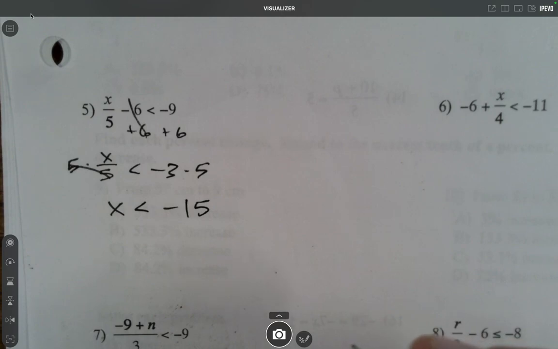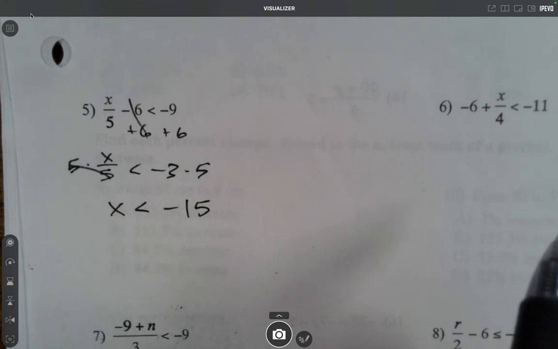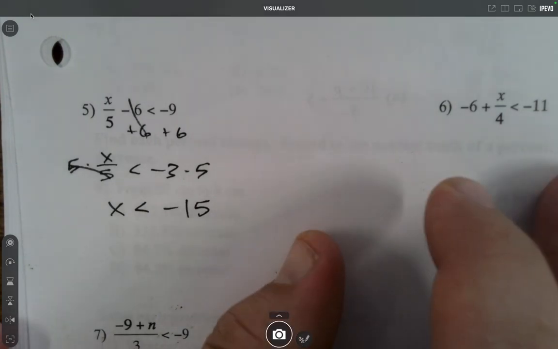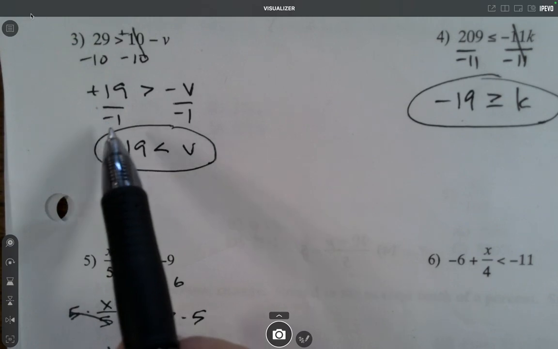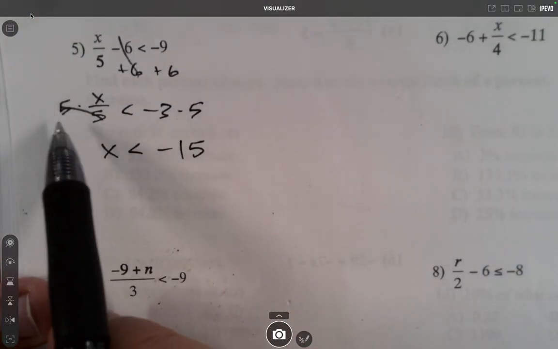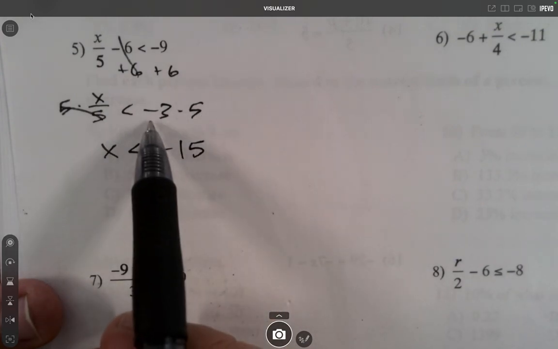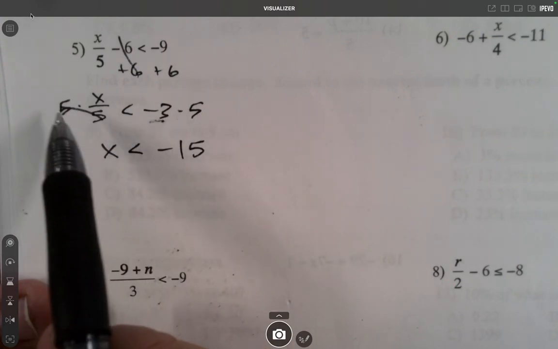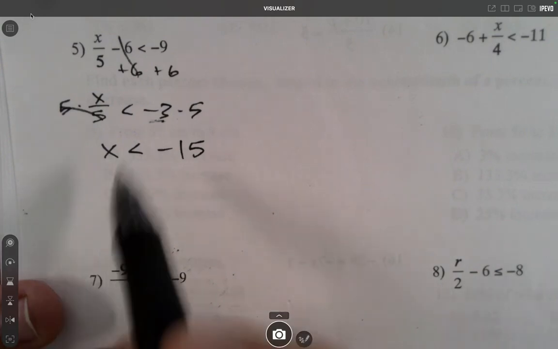And you may be saying, well, wait a minute, why didn't we flip the sign? We just multiplied by a negative number. So I don't know if I'm saying this often or not, but the issue is that you've got to change it when you're multiplying or dividing both sides by a negative number. So if you look back at number 3, I was dividing both sides by negative 1. That's what required me to flip the sign. On number 5, I'm multiplying both sides by positive 5. It doesn't matter what this sign is. What matters is what I'm multiplying both sides by. Since I'm multiplying both sides by a positive number, this sign does not have to change direction.